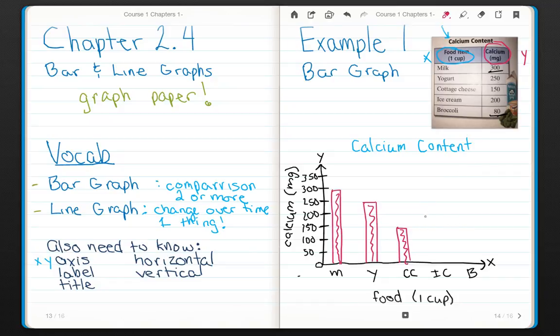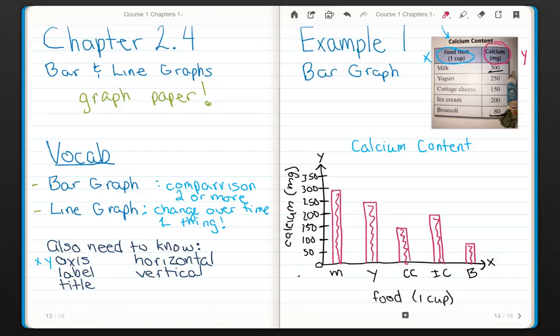Ice cream, 200. And broccoli, 80. Okay, so I know that 80 is between 50 and 100. It's slightly closer to 100 than it is to 50. So my bar is going to be in between 50 and 80. Okay, so there you have it, a bar graph.